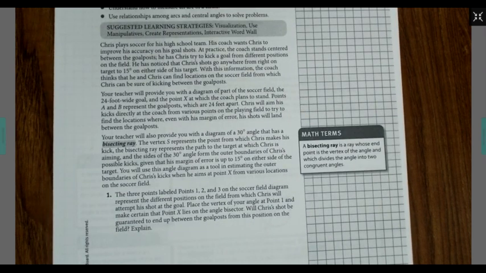It starts off by saying Chris plays soccer for his high school team. His coach wants Chris to improve his accuracy on his goal shots. At practice, the coach stands centered between the goalposts. He has Chris try to kick a goal from different positions on the field. He has noticed that Chris's shots go anywhere from right on target to 15 degrees on either side of his target. With this information, the coach thinks he and Chris can find locations on the soccer field from which Chris can be sure of kicking between the goalposts.